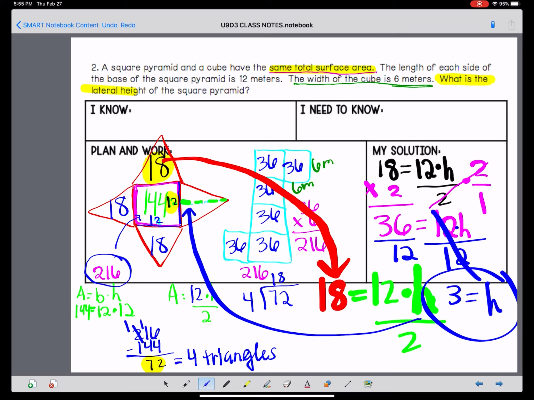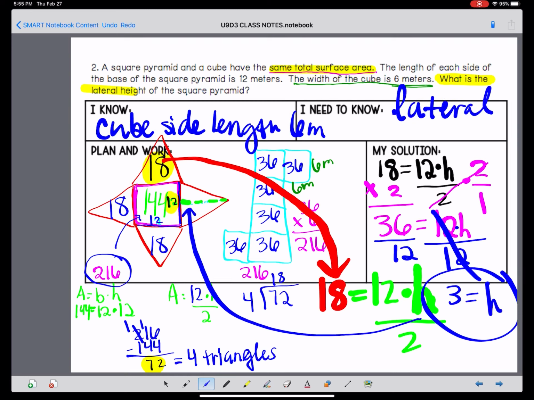The first thing that we do know is the cube side length was 6 meters. What we needed to know was the lateral height. So I'm just going to say lateral height. You could say lateral height of the pyramid, or you could just say lateral height.